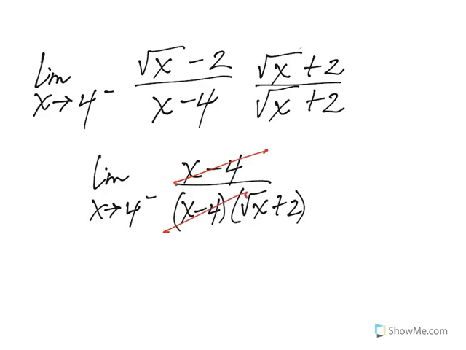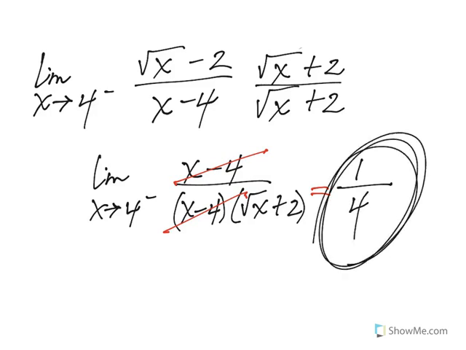And what you'll notice here is those do cancel. I got a 1 on the top, and now I can just plug in 4 into there, and I get 1 over root 4 plus 2, otherwise known as 1 over 2 plus 2, which is 1/4. And that is my limit.